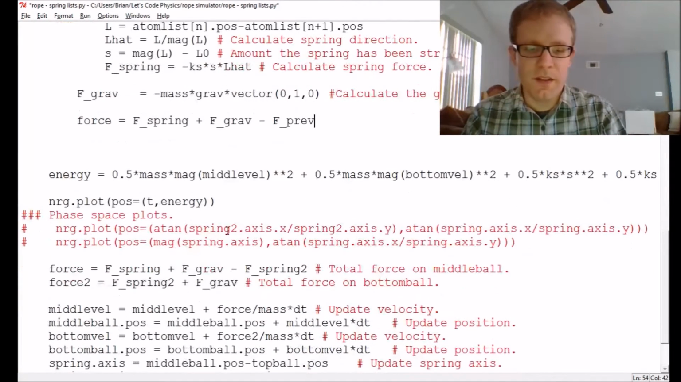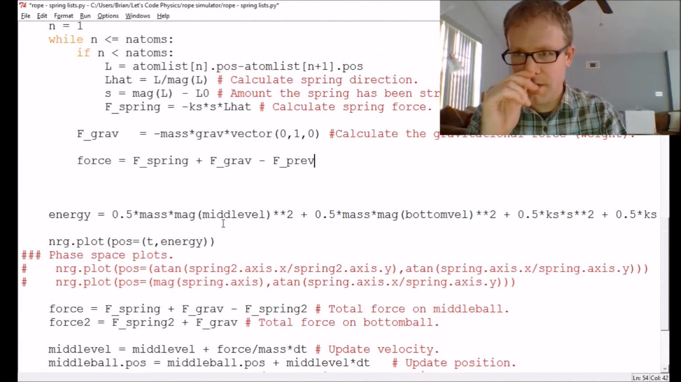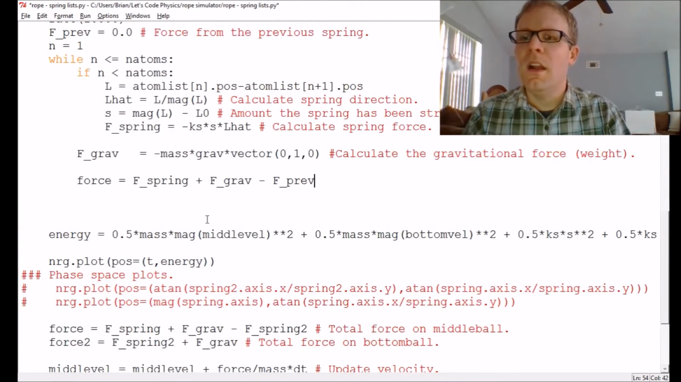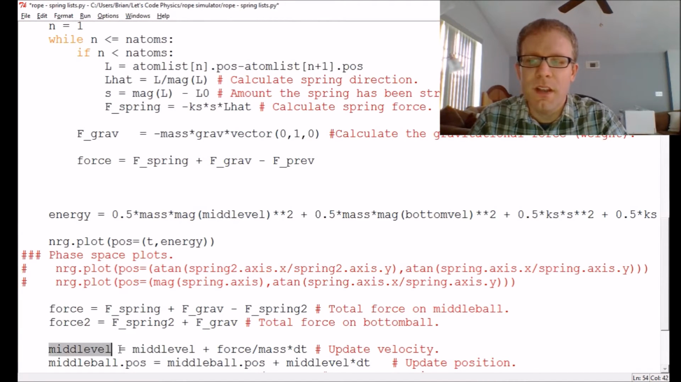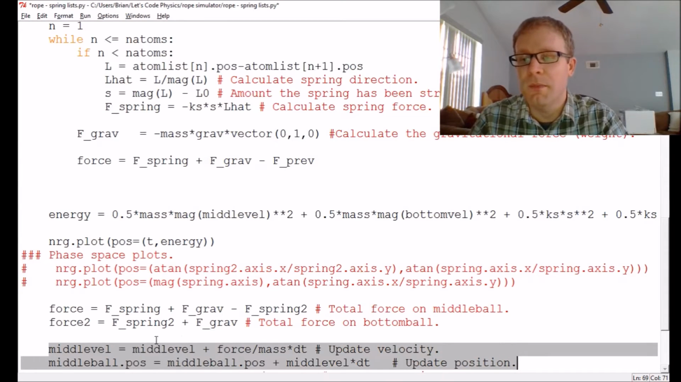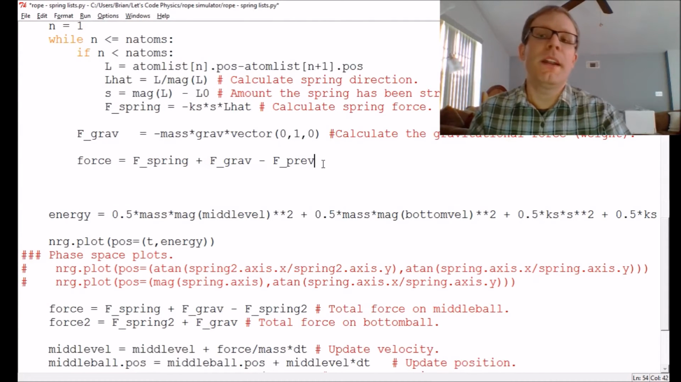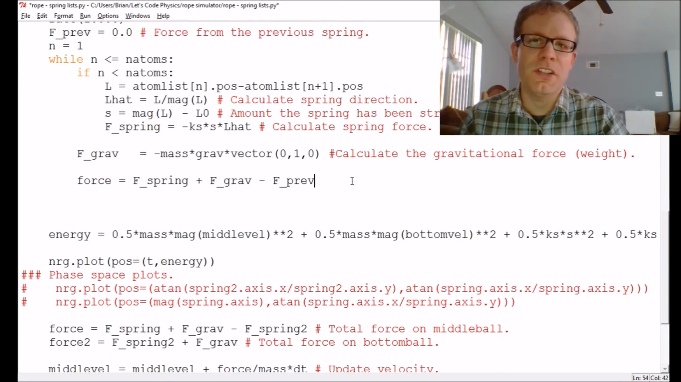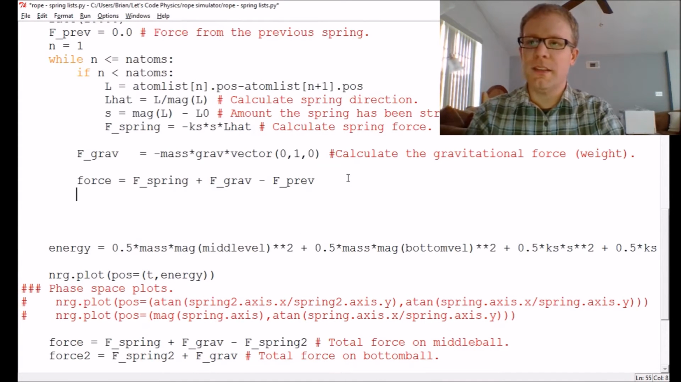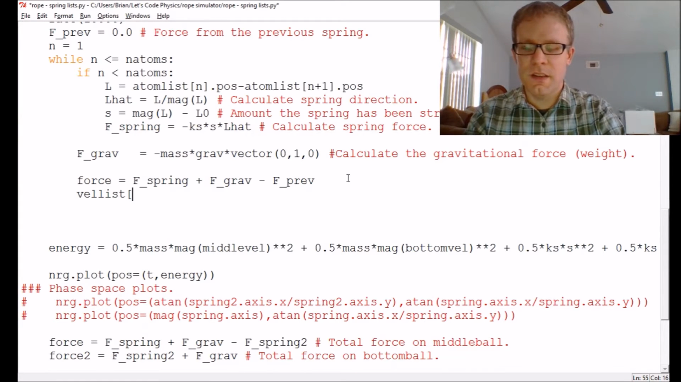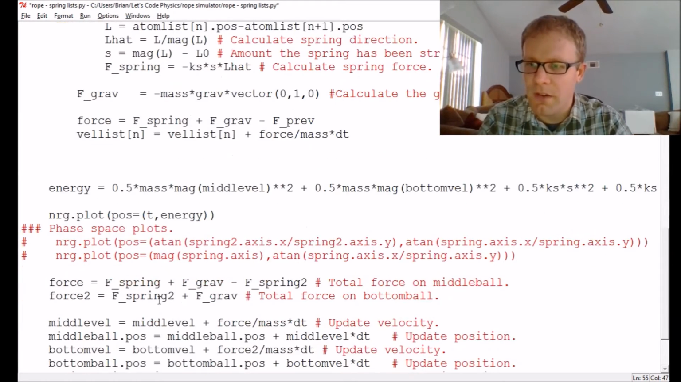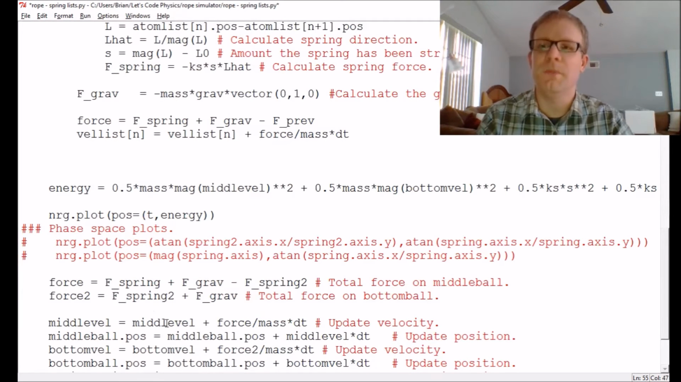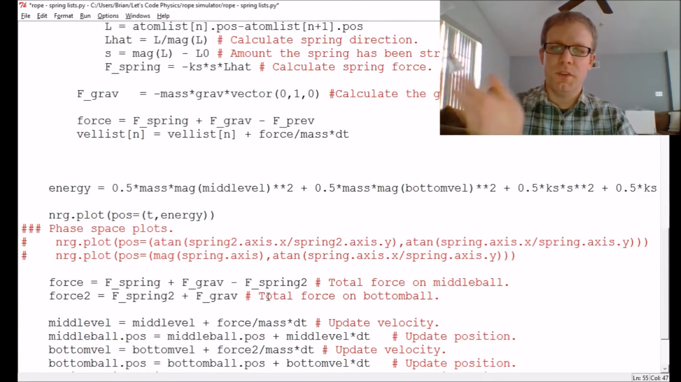And then I can start incrementing my velocities. Oh, now here's where I run into an issue. I don't want to update the positions just yet. I can go ahead and update the velocities, but I don't want to update the positions because that's going to change the calculation up here. So what we're going to do is update the velocity here, and we're going to say vel list of n is equal to vel list of n plus force divided by mass times dt. That's the same thing I have right here, right? Velocity equals velocity, meaning the next velocity equals the current velocity, plus force divided by mass times dt.